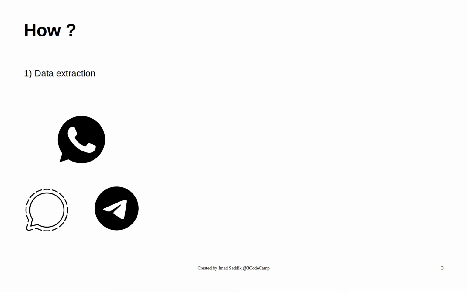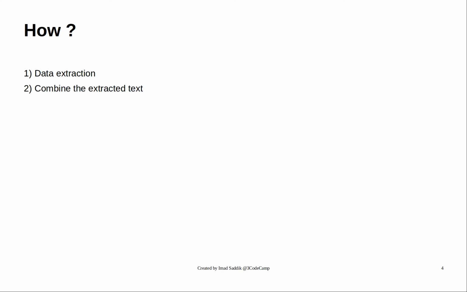How do we do this? The first step in the pipeline is data extraction. You need to get your chat messages. You can extract them from WhatsApp, Signal, or Telegram. You can use group chats or private conversations. This is useful if you want to train a model on a rare language.